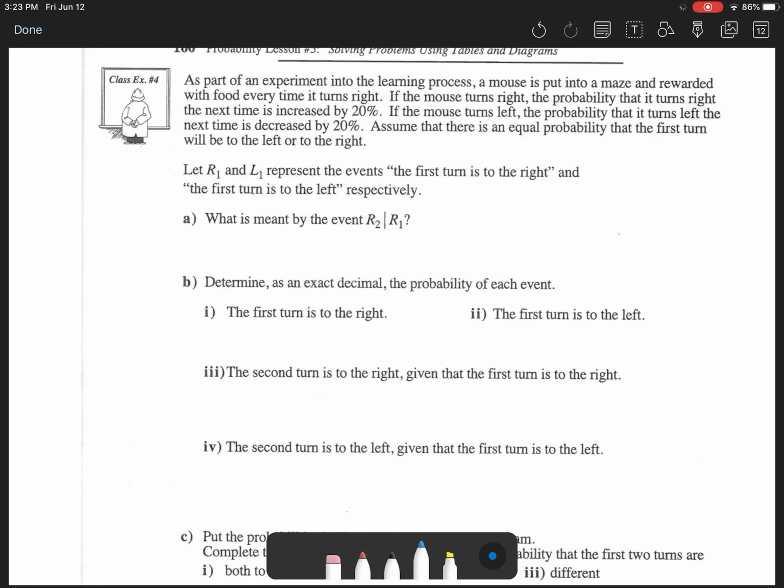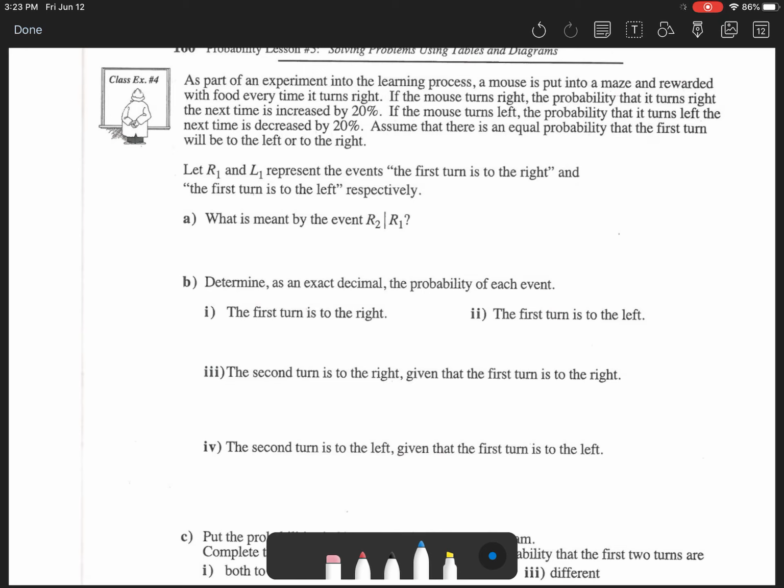That's that. So last page here, we're basically going to be on our own a little bit more and try and solve a problem. As part of an experiment into the learning process, a mouse is put into a maze and rewarded with food every time it turns right. If the mouse turns right, the probability that it turns right the next time is increased by 20%. If the mouse turns left, the probability that it turns left the next time is decreased by 20%. Assume that there is an equal probability that the first turn will be to the left or to the right.